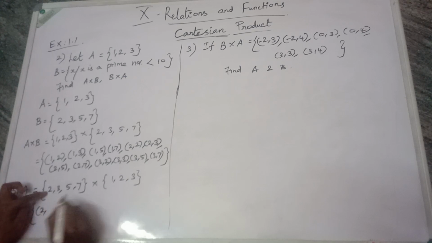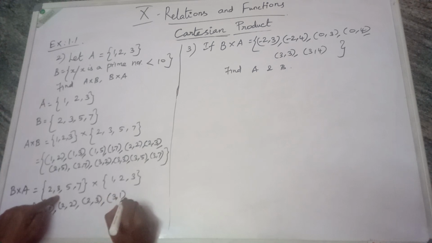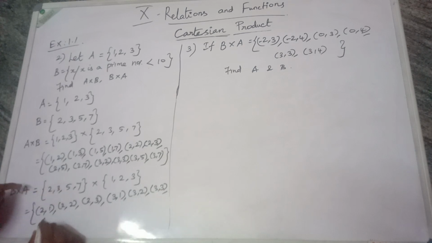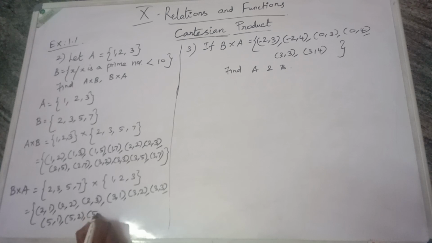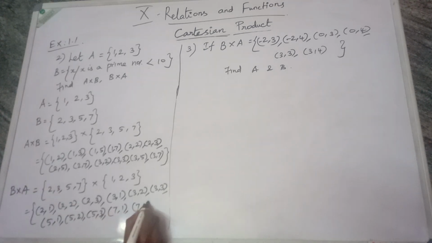So 2 comma 1, 2 comma 2, and 2 comma 3. The next one, take the second element of the first set, 3, and combine it: 3 comma 1, 3 comma 2 and 3 comma 3. Then the third one: 5 comma 1, 5 comma 2 and 5 comma 3. The fourth one: 7 comma 1, 7 comma 2 and 7 comma 3. That's all. This is B cross A. So the second question is finished.